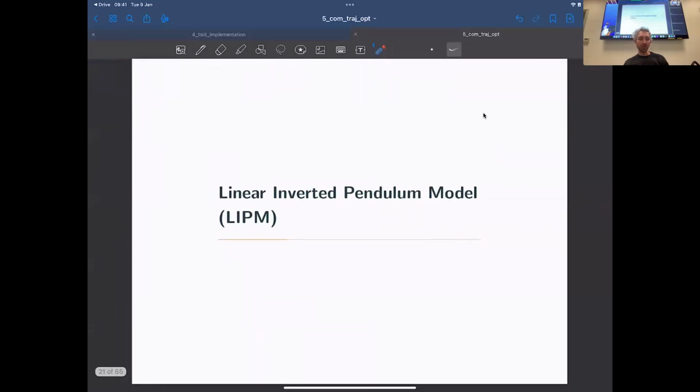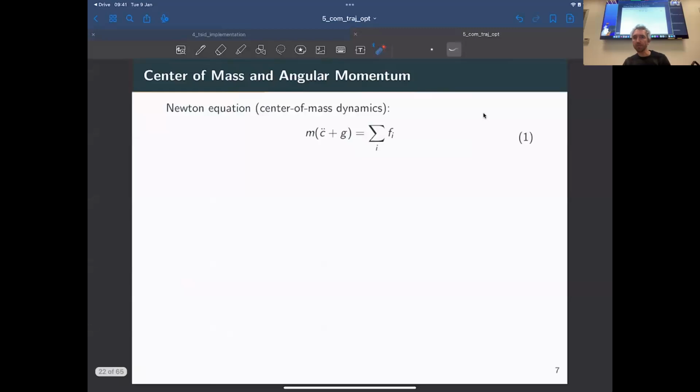So let's introduce how this linear inverted pendulum model works. We can start from the Newton-Euler equation for a single rigid body. So we simply have that mass times acceleration of the robot is equal to the sum of the external forces. The external forces include also gravity. Gravity, you can think of it as an external force which is applied on the system. And here we have all the other external forces that are coming from contacts with the environment.